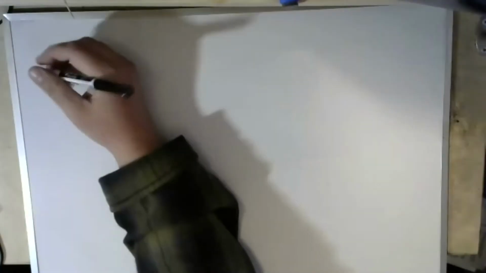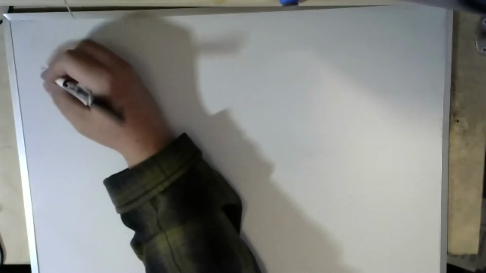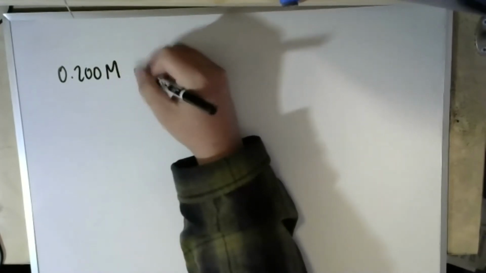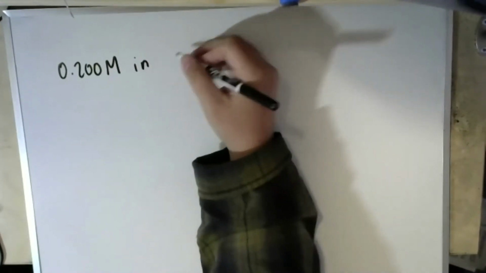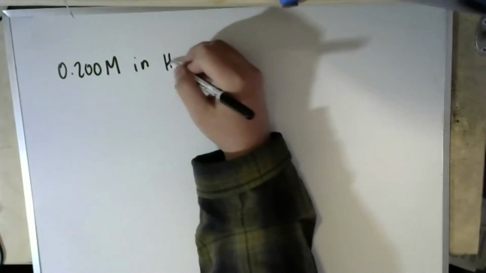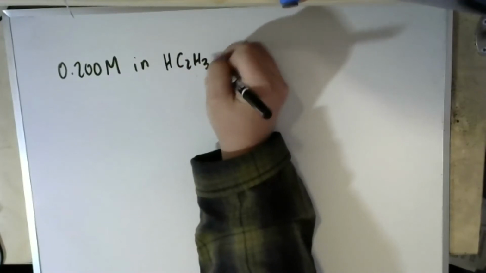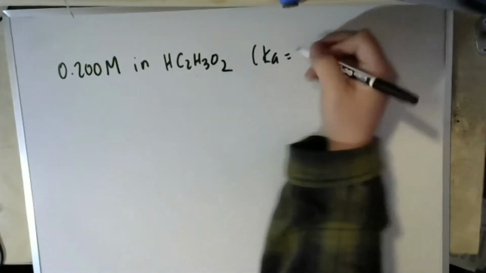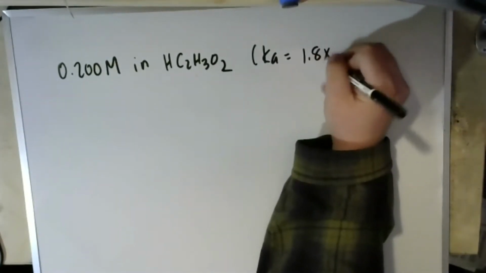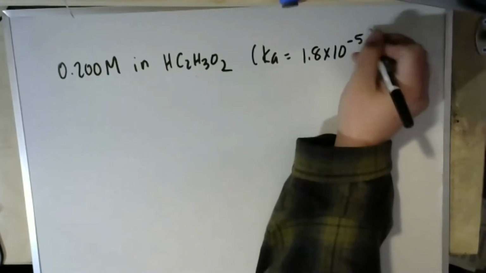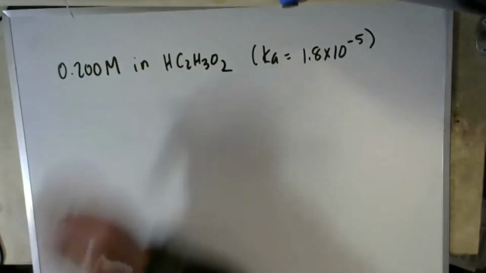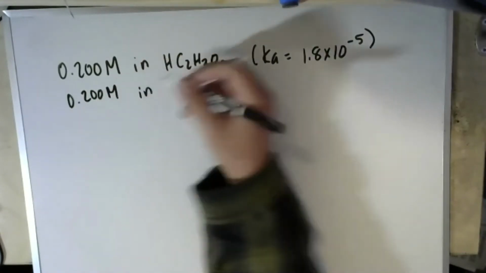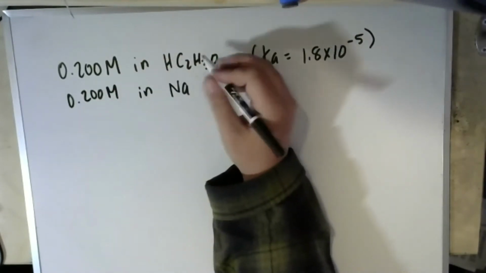So for this first example, we're looking at a buffer solution that's 0.2 molar in acetic acid. It tells us that the Ka of acetic acid is 1.8 times 10 to the -5. And it's 0.2 molar in sodium acetate.